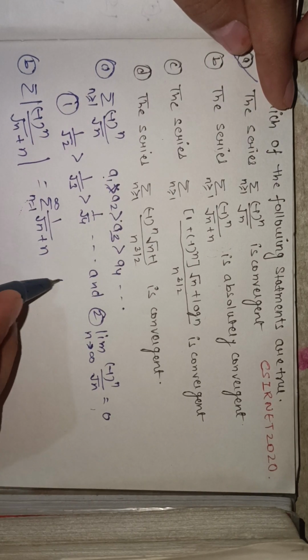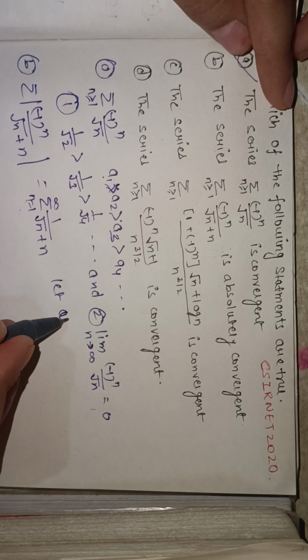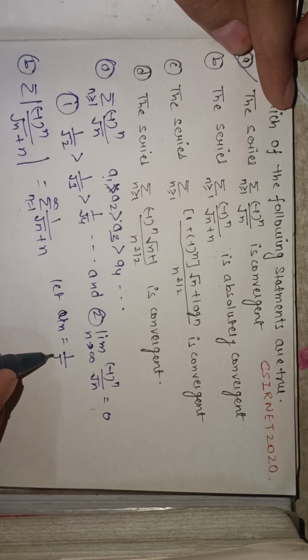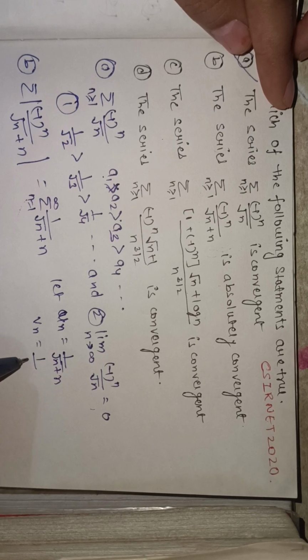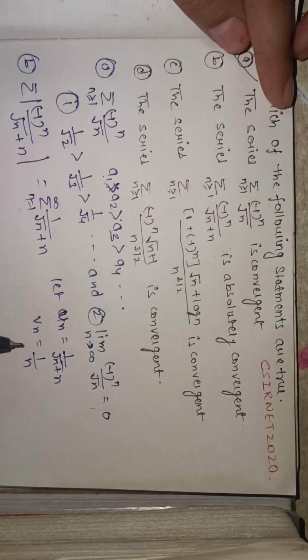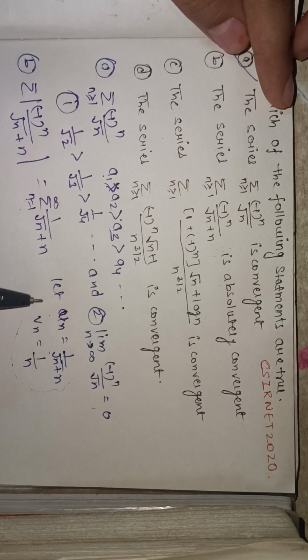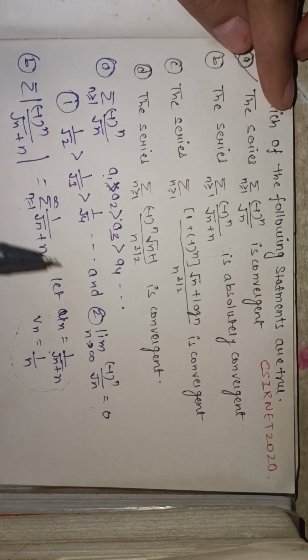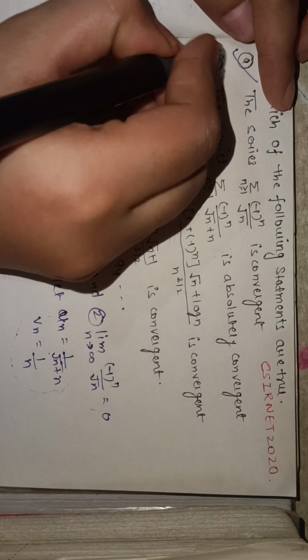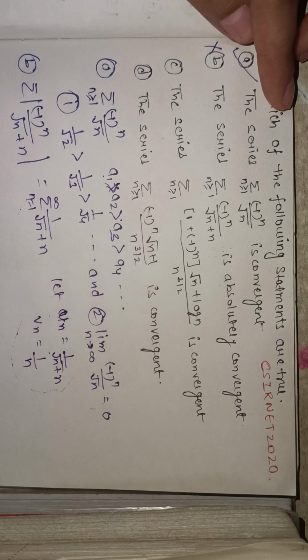If we let un equal to 1 upon root n plus n and vn equal to 1 upon n, then by the comparison test the series is divergent. So if the series of absolute values is divergent, then it is conditionally convergent, not absolutely convergent. So this option is wrong.